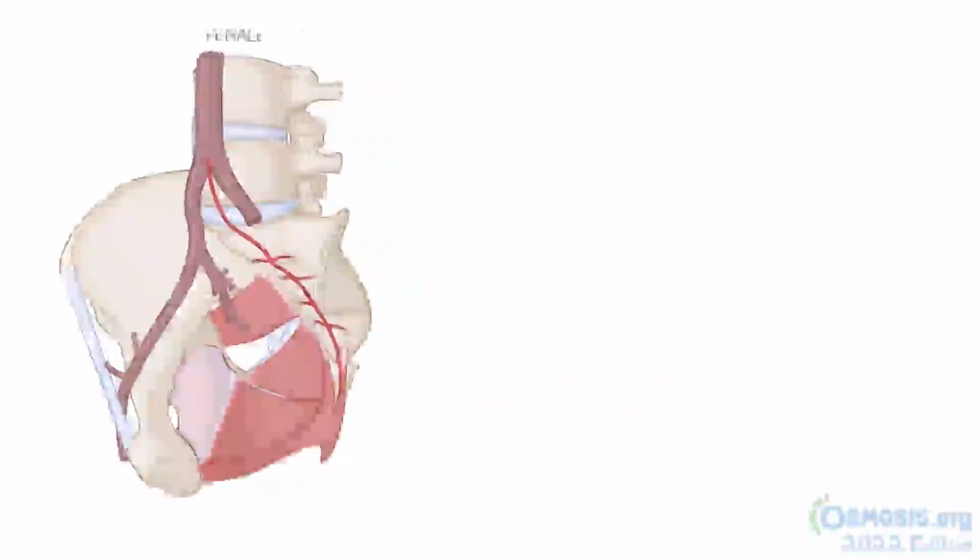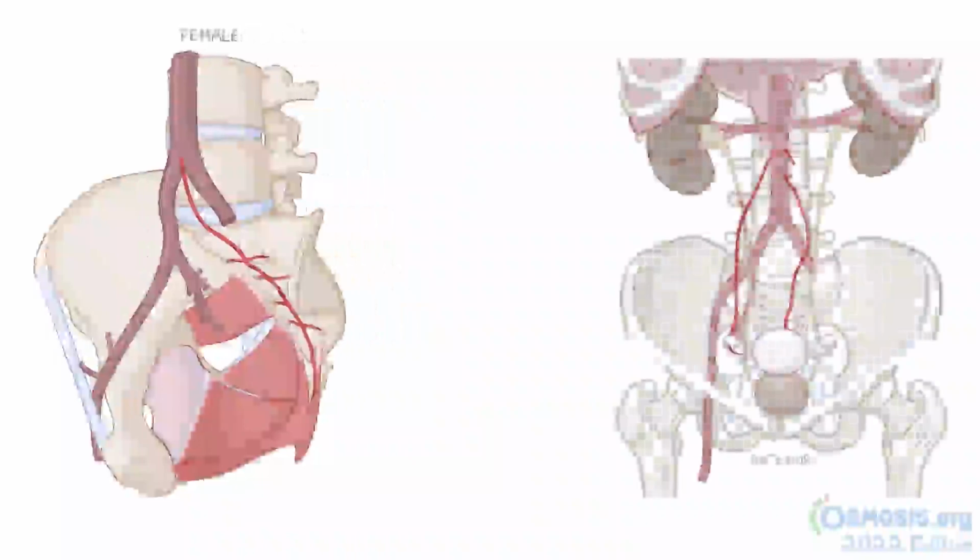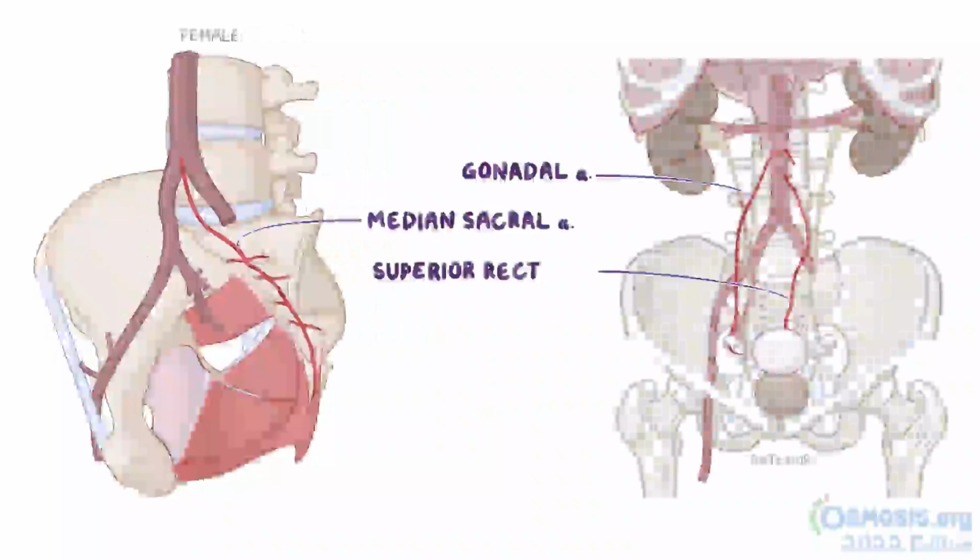Finally, three branches come off the aorta and go down to supply structures in the pelvis. These are the gonadal arteries, median sacral artery, and superior rectal artery.